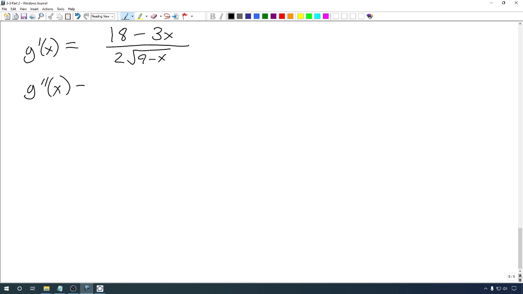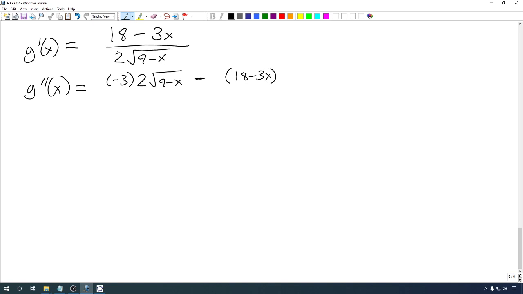When I take the second derivative, I take the derivative of the top. That part's pretty easy. We have a negative 3 times the bottom as it already is, so we have a 2 times the square root of 9 minus x. Then we subtract the top as it already is times the derivative of the bottom.